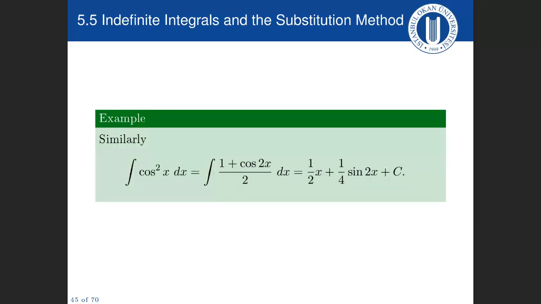Similarly, and I'm not giving all of the details here, I leave this for you to check. The integral of cos² x dx, we'd use the identity that cos² x is the same as (1 + cos 2x)/2. Do the integration and simplify. Please check: a half x plus a quarter sin 2x plus c.